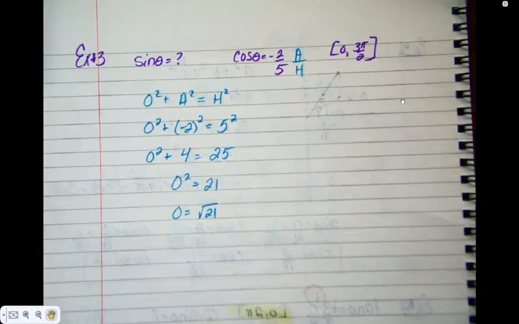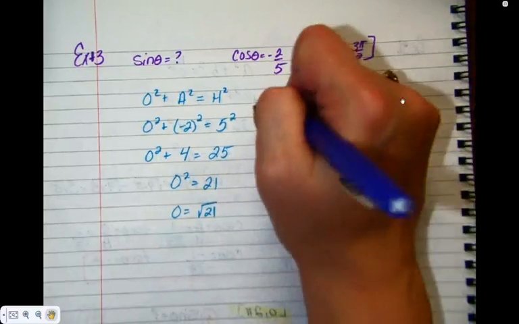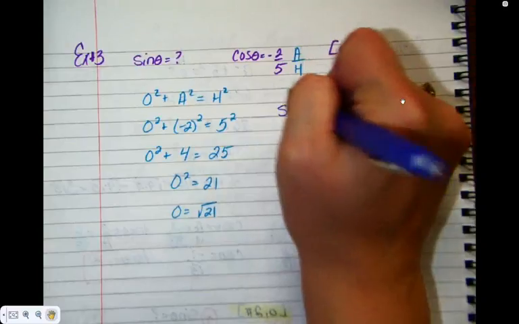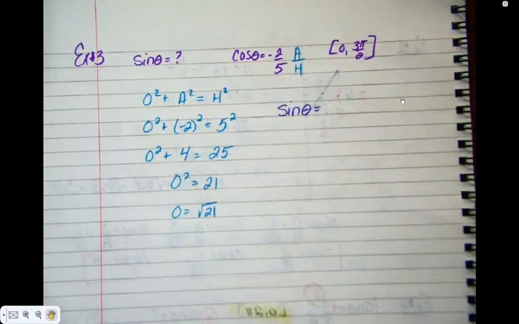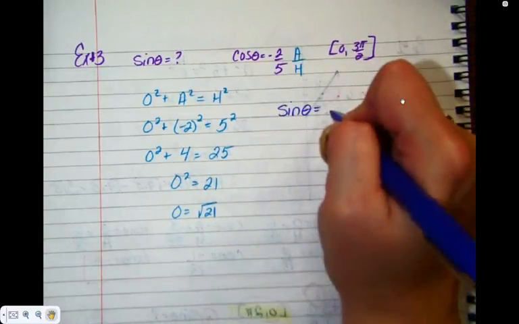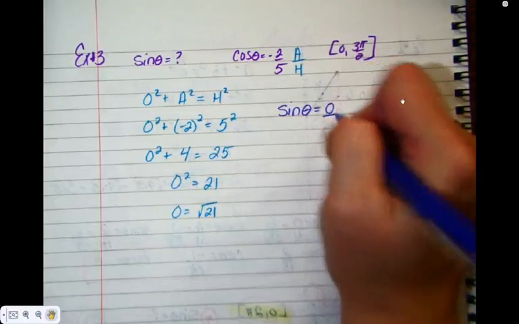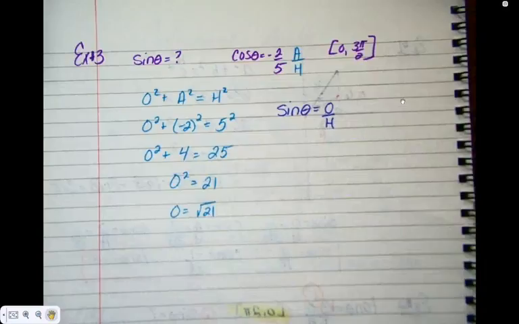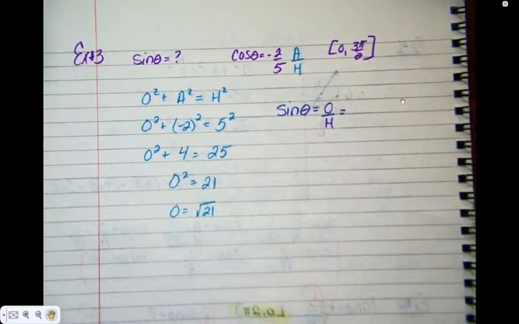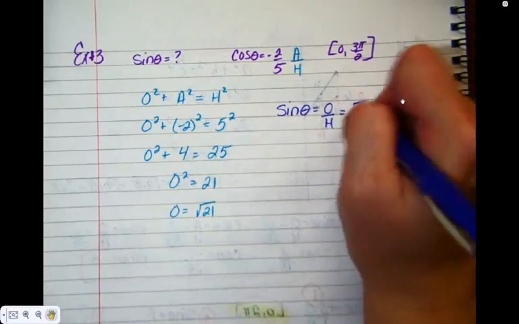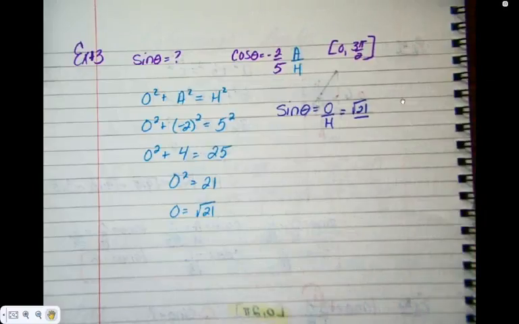Step number 3 is we're going to write the formula for the wanted side. We want to find sine. So sine theta is what over what? What's the formula? Opposite over hypotenuse. Step 4, plug them in. O is root 21. H is 5.